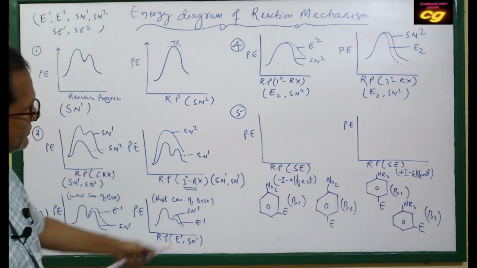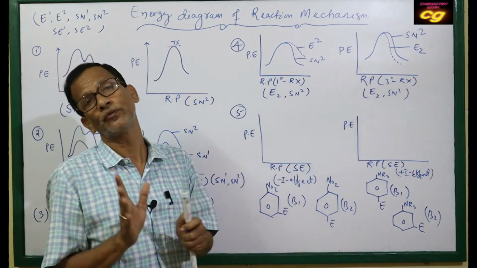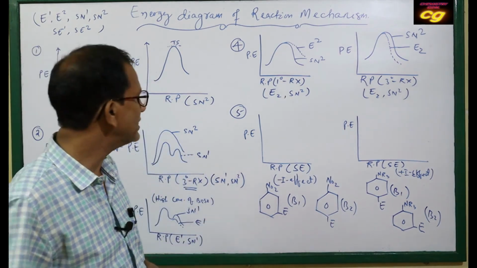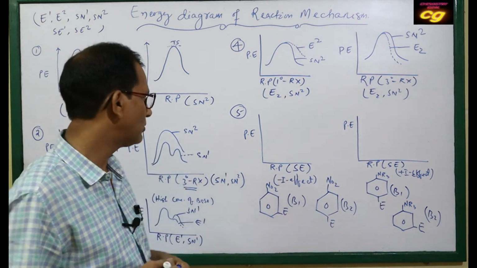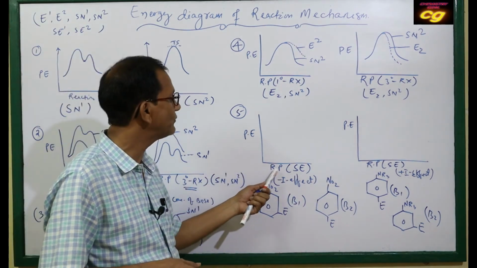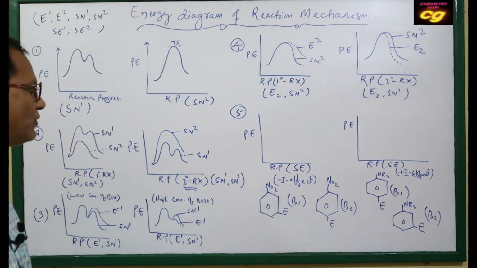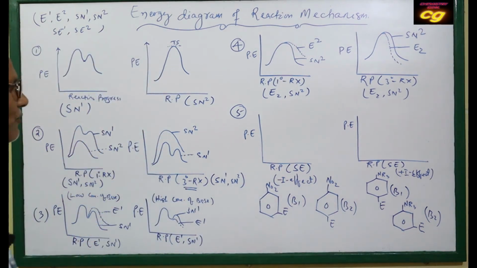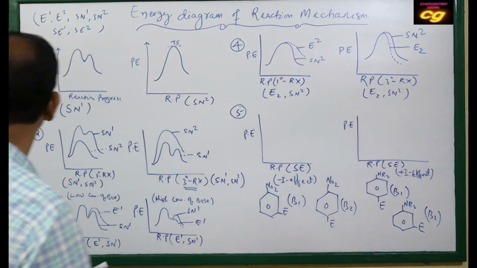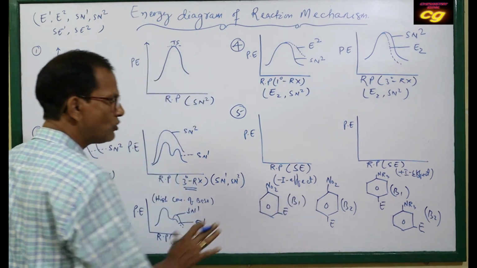Okay. Then the last diagram is a very important diagram, that is electrophilic substitution. It is mainly seen in the case of aromatic compounds. This is the potential energy versus reaction progress for the substitution reaction. Electrophilic substitution is also a two-step process, a first step and a second step. If you draw the diagram, suppose there are two cases.